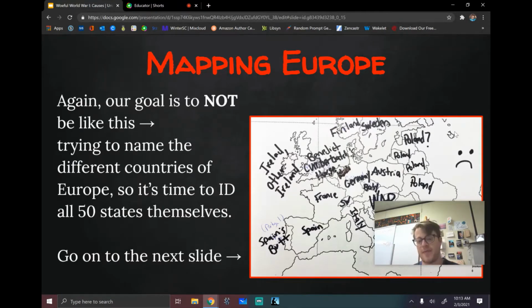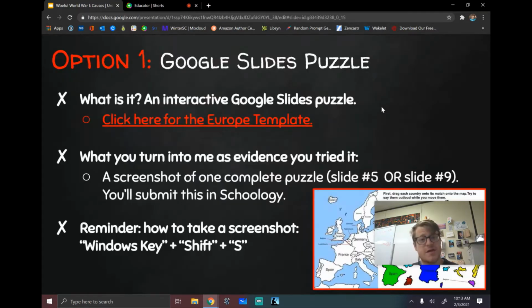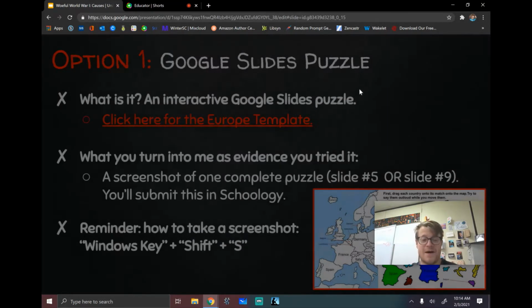Our mapping for this unit is Europe, and yes, we need to learn the states of Europe. Let's talk about how we're going to do that. Just like we have in the past, you have two options. You can do a Google Slides puzzle. The template is right there. You take a screenshot of slide 5 or slide number 9, and you turn that into Schoology as evidence that you've learned where the certain countries are in Europe.